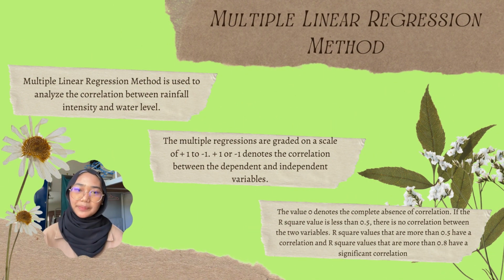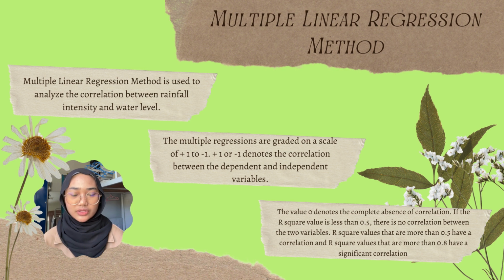Multiple linear regression method is used to analyze the correlation between rainfall intensity and water level. The multiple regressions are graded on a scale of +1 to -1. +1 or -1 denotes the correlation between the dependent and independent variables. When one variable rises in tandem with the other, the correlation is positive. When one falls in tandem with the other, the correlation is negative. The value 0 denotes the complete absence of correlation.